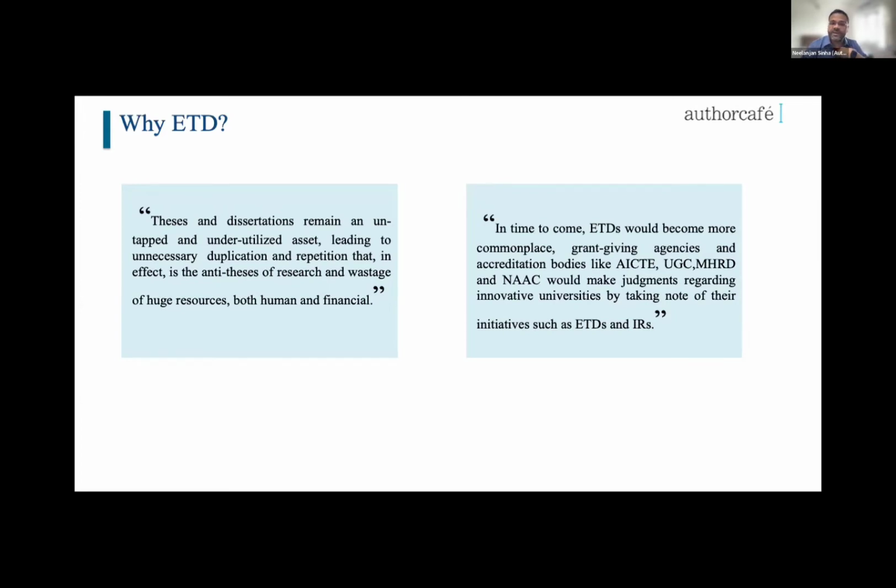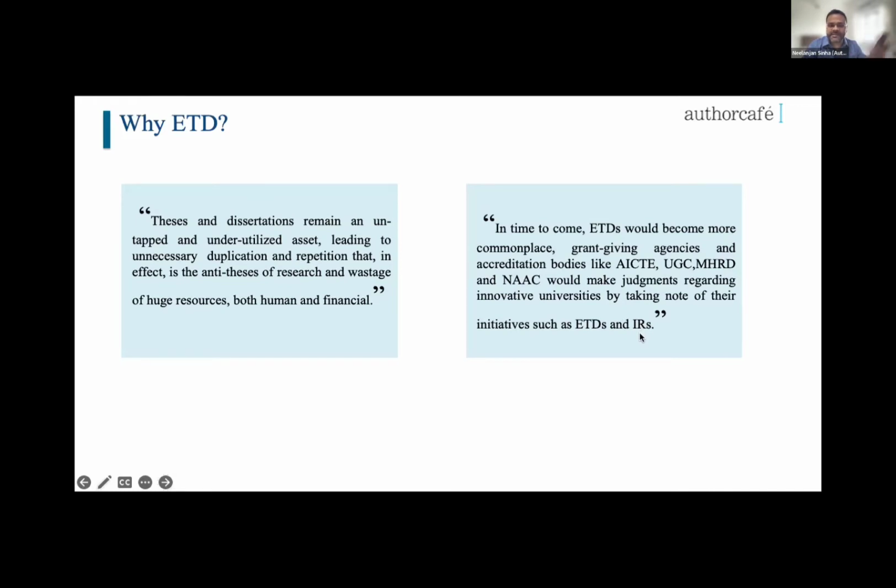We also very strongly believe that as days pass by and as more and more institutions and individuals realize and benefit from ETD, the whole ecosystem will start realizing its value much more, okay? And this is in the context of India, but I think this is relevant globally. Just for everyone's benefit, if people are not from India, AICTE, UGC, MHRD, and NIC are four agencies in India, regulatory bodies, educational bodies, government bodies, and IR is institutional repository.